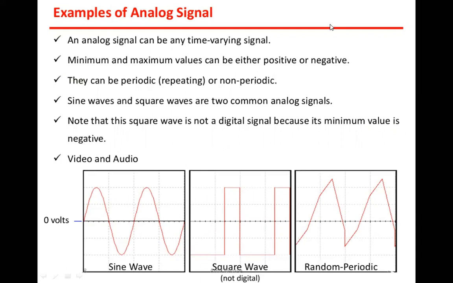An analog signal can be any time varying signal. Minimum and maximum values can be either positive or negative. They can be periodic or non-periodic. Sine waves and square waves are two common analog signals, as in video and audio. Now you can see here, this is a sine wave. It can be periodic or non-periodic. We have taken a square wave and a random periodic wave.